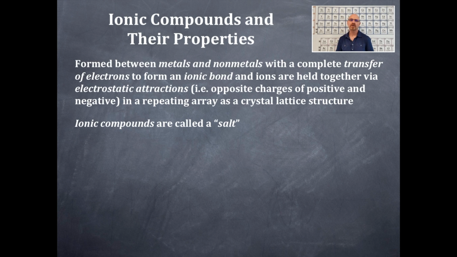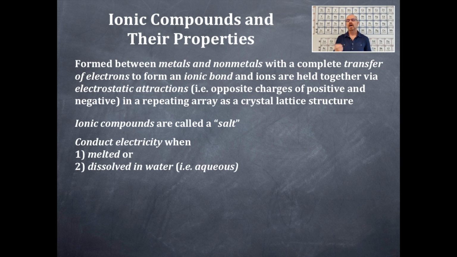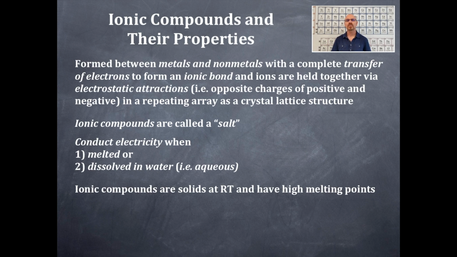Ionic compounds are called salts. So, what is characteristic of a salt? They will conduct electricity under two circumstances. Number one, they will conduct electricity when they are melted, or number two, when they are dissolved in water, i.e. in an aqueous solution. They will not conduct electricity when they are in their solid state. Ionic compounds are solids at room temperature, and they have very high melting points.